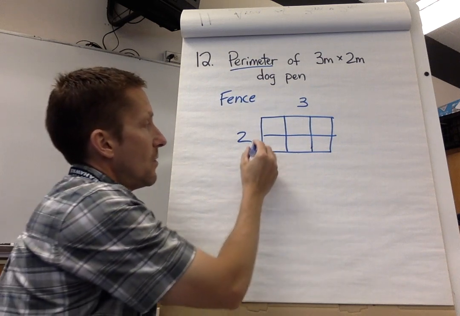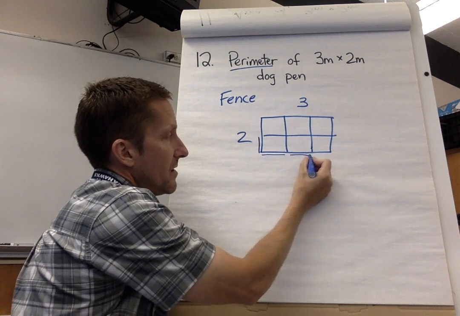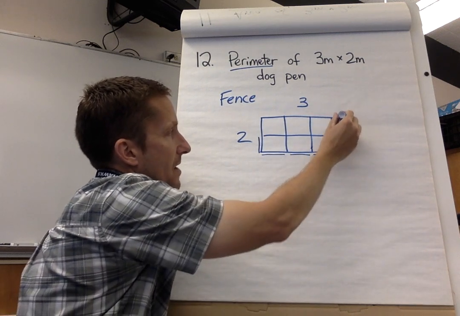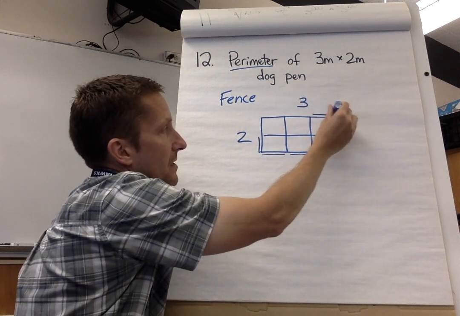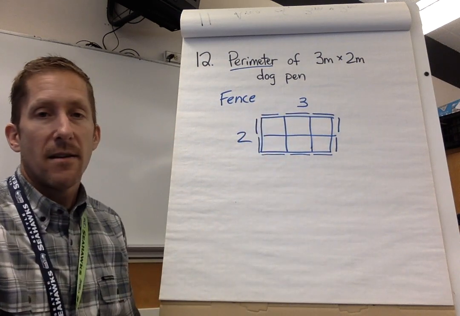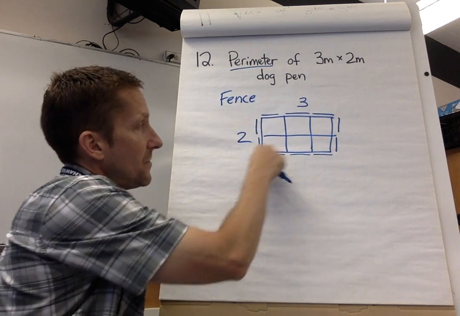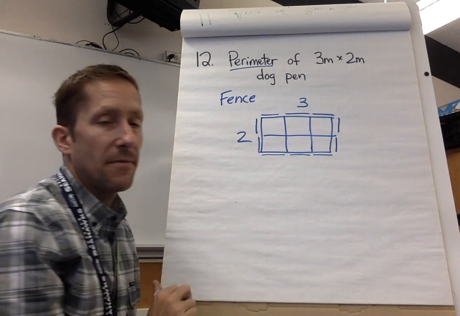If I'm building a fence and my fence units are a meter, how many meters of fence do I need? Well, I would need 1 meter right there. I would need another meter here, here, here. I'm just going all the way around this dog pen. I would need a section of fence there, 1 there, 1 there, 1 there, 1 there, and 1 there. There's my fence around the dog pen. 2 units of fence, 2 units of fence, 3 units of fence, 3 units of fence.